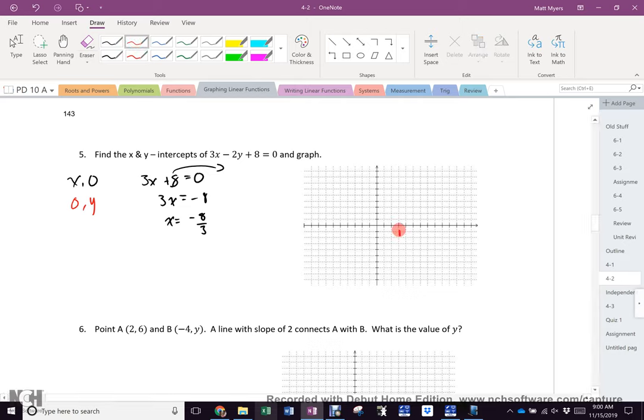If that is 1, what is 1 square worth? 1/3. I need negative 8/3. So where would I go? 8 to the left. 1, 2, 3, 4, 5, 6, 7, 8.